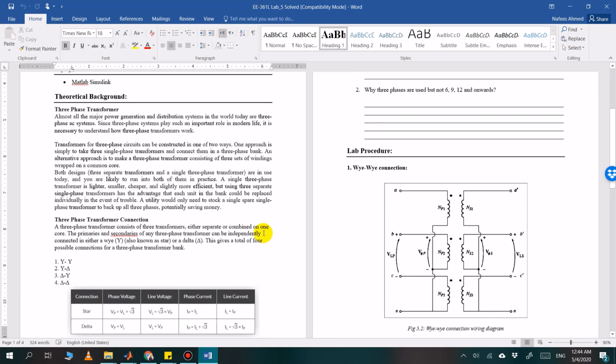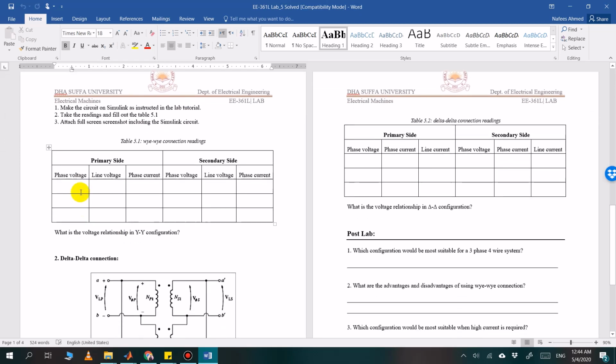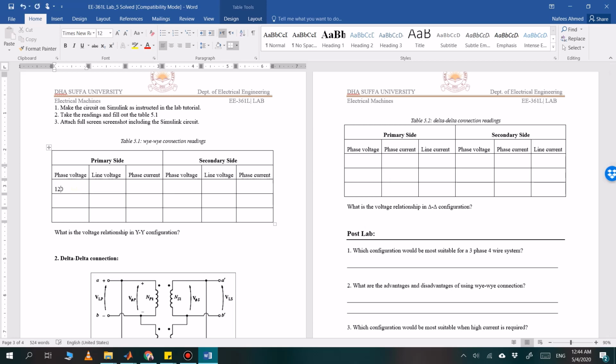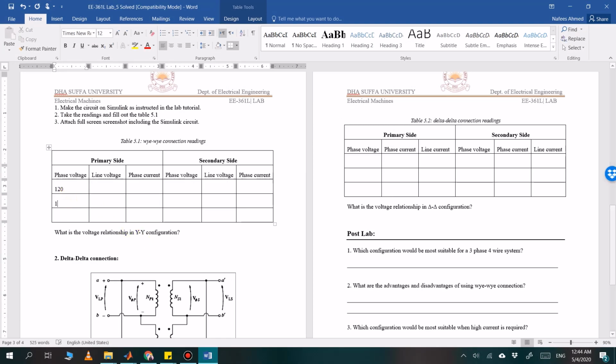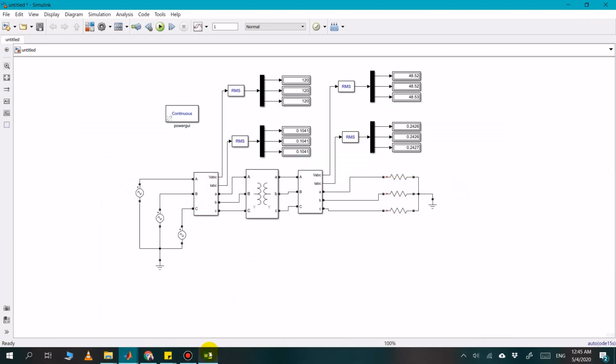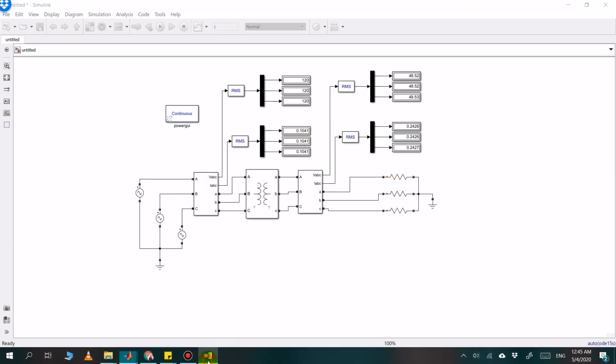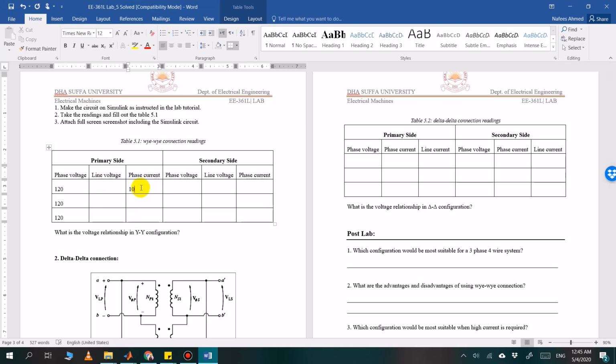Note down the readings here. So the phase voltage is 120, 120, 120. Okay, and phase current is 0.104. And do the same for here at the secondary side.